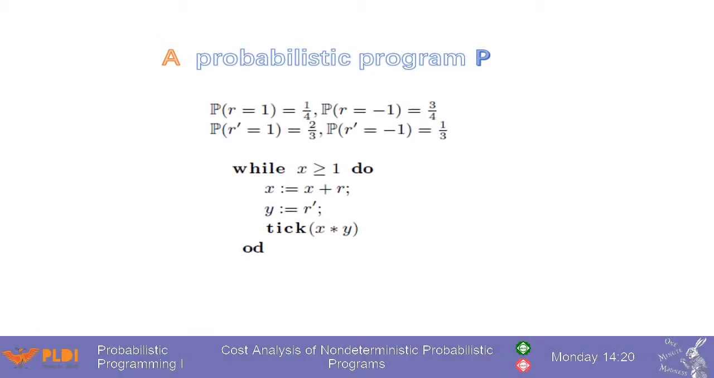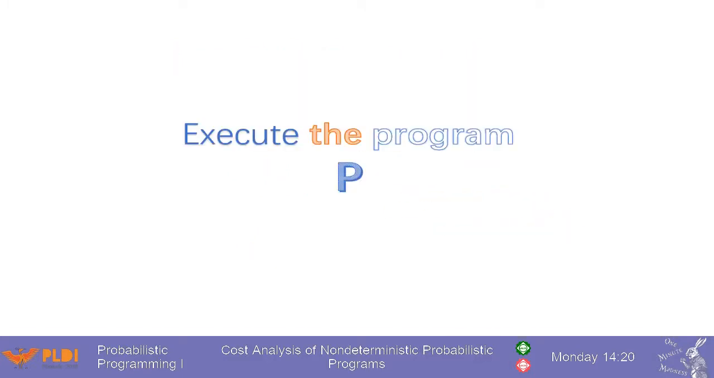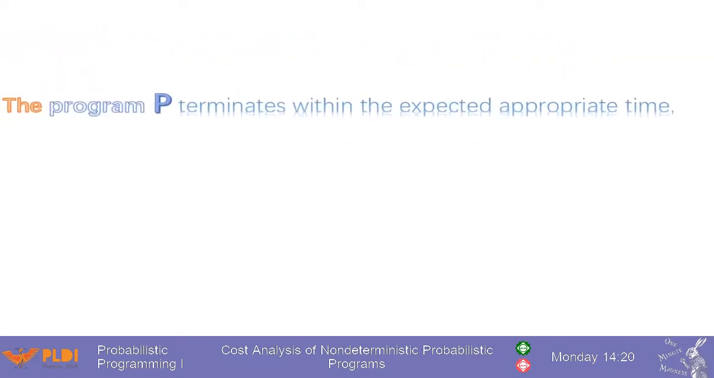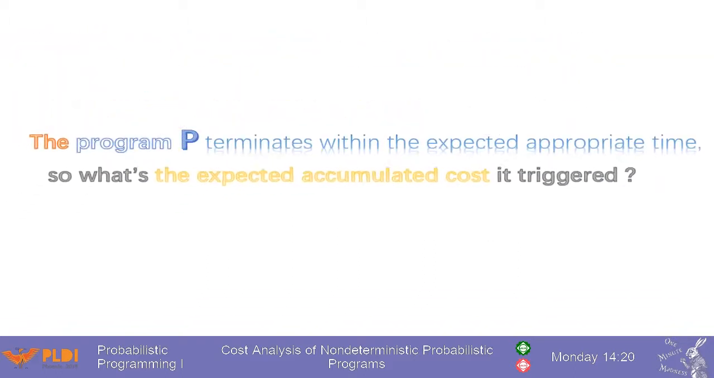Hi everyone, let's see a probabilistic program P, where R and R prime are two sampling variables with the predefined probabilistic distributions as follows. The tick command incurs a cost of the product of x and y at each execution. Next, let's execute the program P and wait for its termination. Just kidding, we can find the program P terminates within the expected appropriate time, so we are curious about what the expected accumulated cost it triggered.